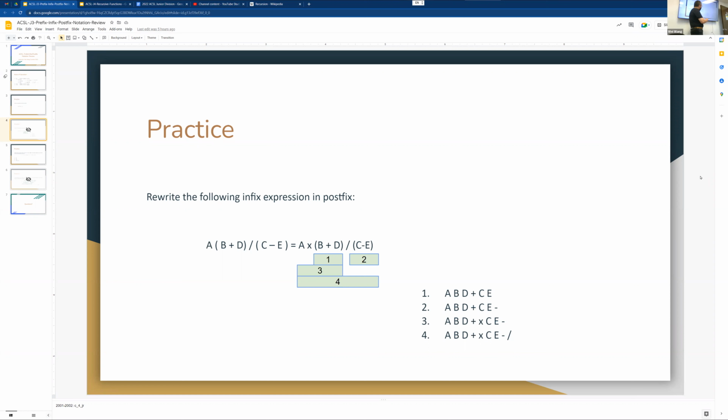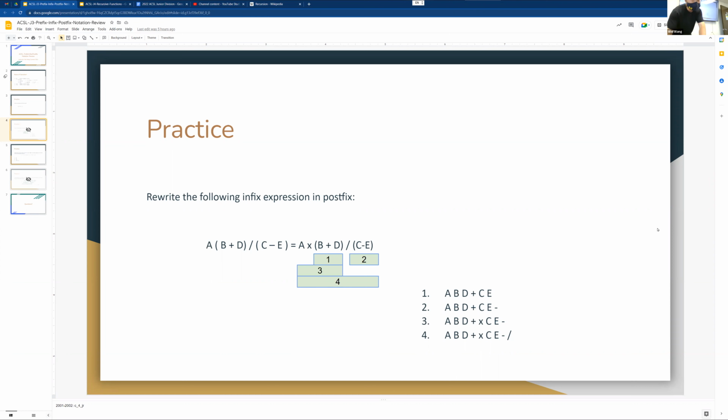In this expression, after that happens, a multiplies the result of b plus d, right? So after b plus d, you do the multiplication of a with the result of b plus d. And then the last thing is the division. Everybody got that right? Cool.